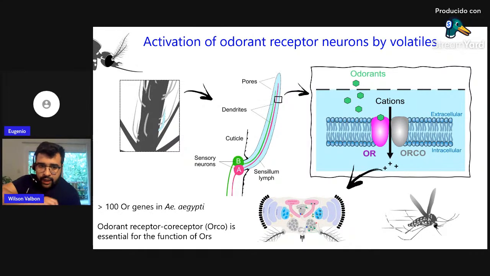Then people are crazy because they are trying to understand much more about mosquitoes, and they found out that there are more than 100 OR genes in the Aedes aegypti mosquito. That is the major organism I'm going to talk about today. However, odorant receptor co-receptor Orco is just one single gene, and it is always connected with the odorant receptor OR. Orco is important, so keep that in mind.